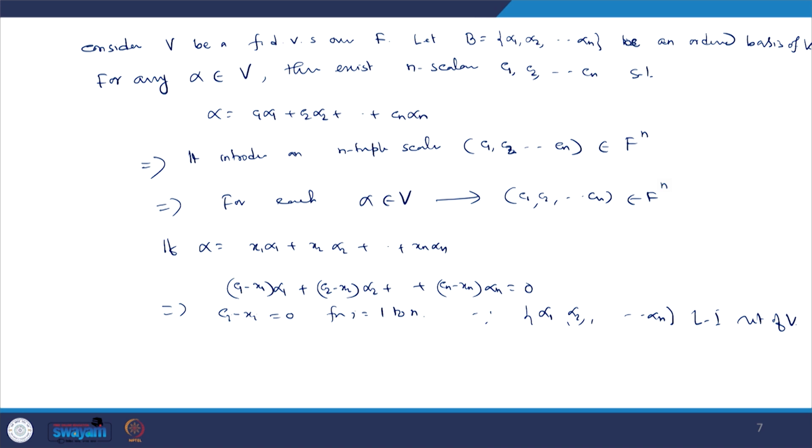And another interesting fact: if I pick beta belonging to V, and beta is equal to, say, sigma y_i alpha_i, i equal to 1 to n, then alpha plus beta is equal to sigma (x_i plus y_i) alpha_i. So, this x_i that I am writing here for alpha is introducing the ith coordinate. So, here this c_i is the ith coordinate.